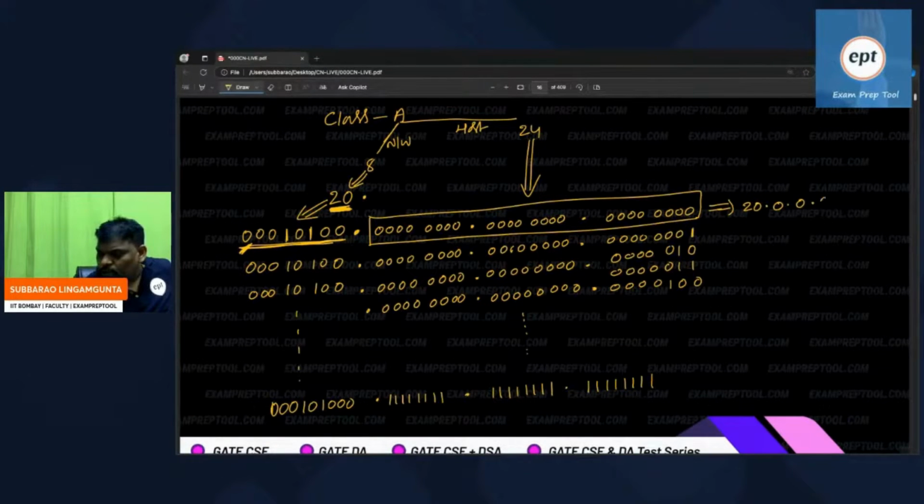See the first one. 20.0.0.0. Next one, if you observe, 20.0.0.1. Slowly it is increasing. This is 2. It keeps on going like this. 20.0.0.255.